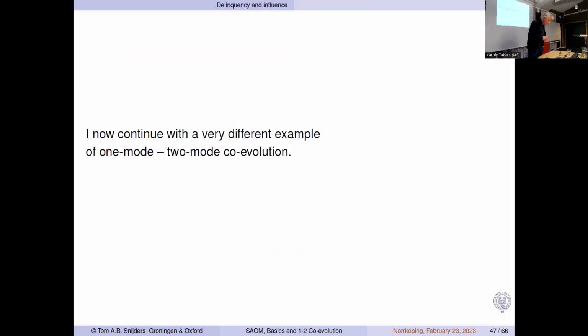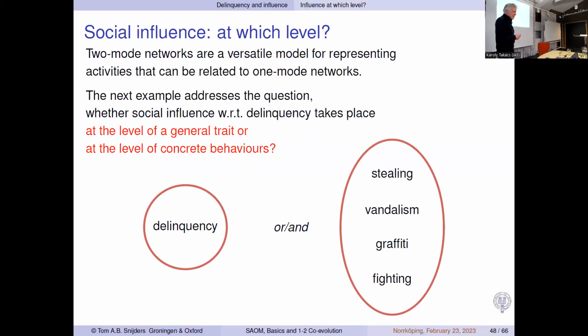And now I will continue with a very different example. I know that I've got little time, so I will be quick about that. It is, again, about one-mode, two-mode co-evolution, but it is totally different. It's not a macro question, but it is a question: how is social influence for delinquency structured?